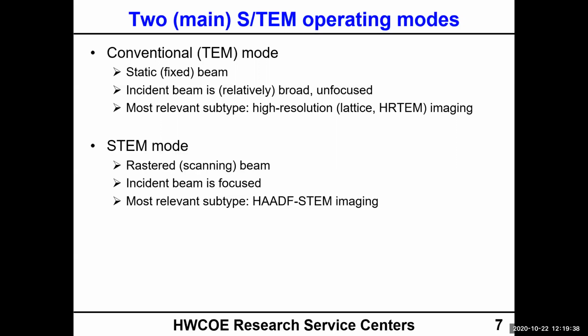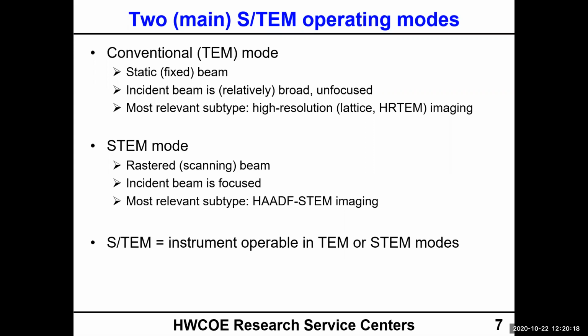And then the other mode is called STEM mode or scanning TEM mode, where you're scanning a beam and that incident beam is focused on the sample. There are, again, many subtypes of this, but the most relevant subtype is what's called HAADF-STEM imaging, high angle annular dark field. And all of the STEM images I'm going to show you today are of this type. They provide images that are basically chemically sensitive, so they're sensitive to the atomic number of the atoms that are present. They do not actually tell you directly what atoms you have present. We have to do that analytically, which I will go over as well.